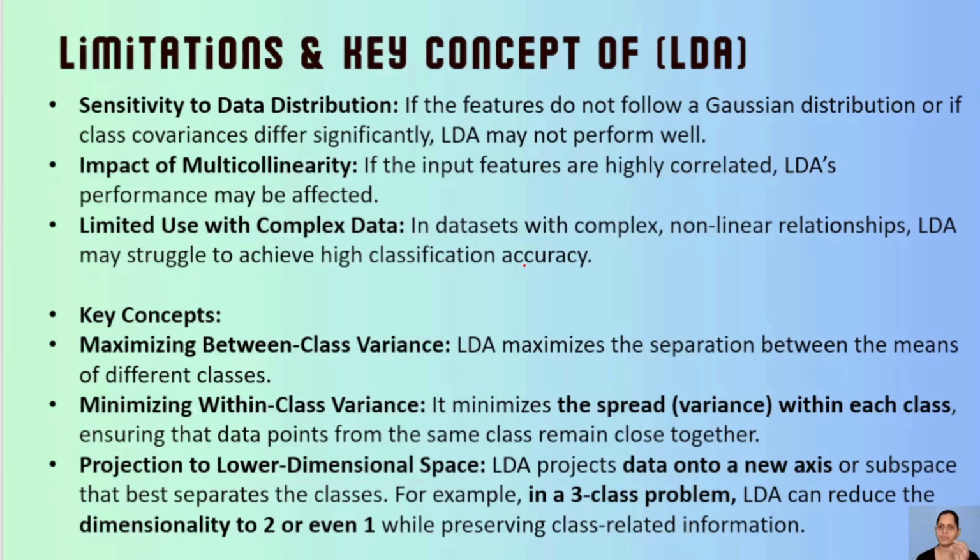Then we have a few key concepts which we are considering here. So what are the key concepts, or how are we achieving this? These are the steps. One, it is going to consider the class variance. The class variance should be maximized, right? LDA maximizes the separation between the means of different classes. So it is going to take the mean of all the features and separate it out for different classes. Then it is going to minimize within-class variance.